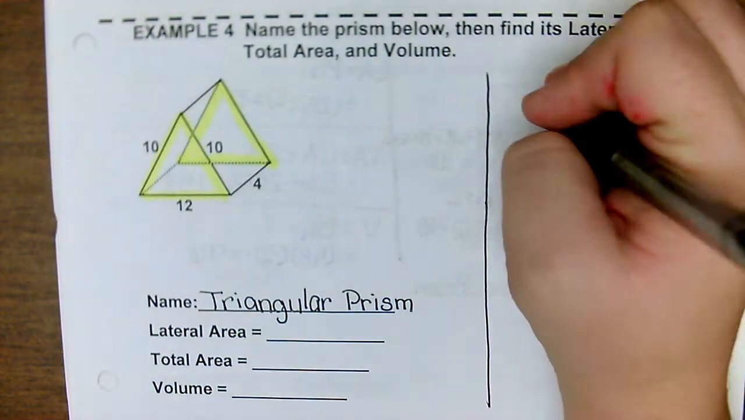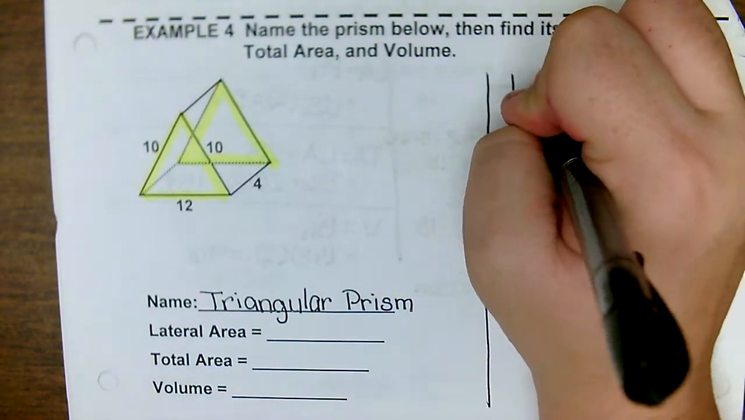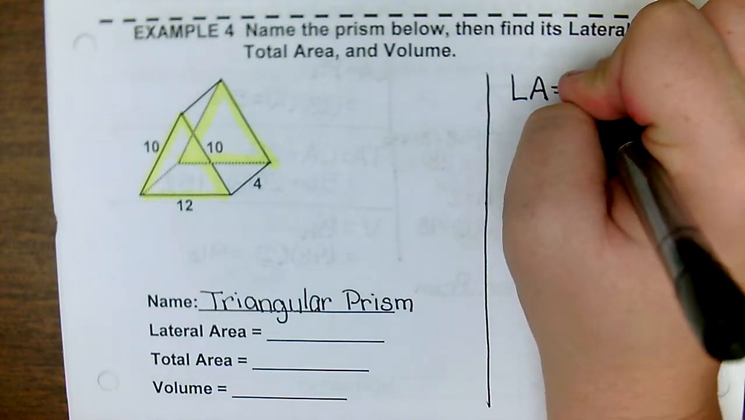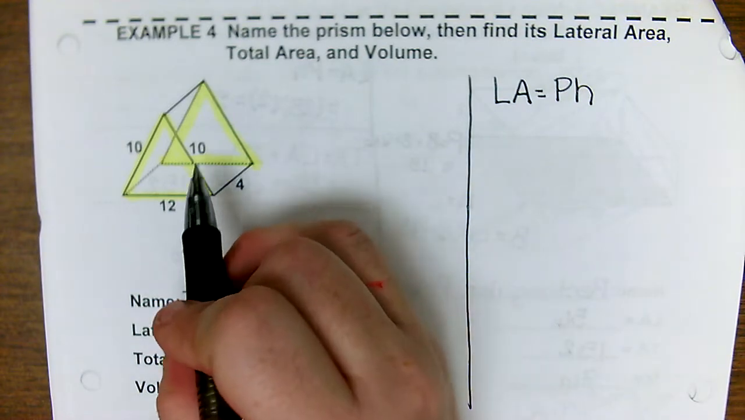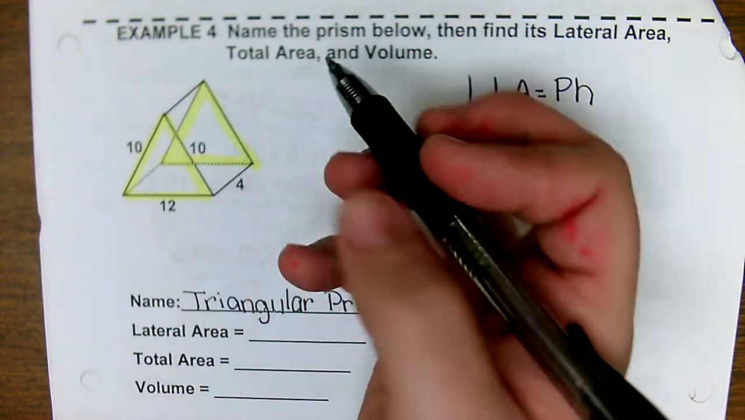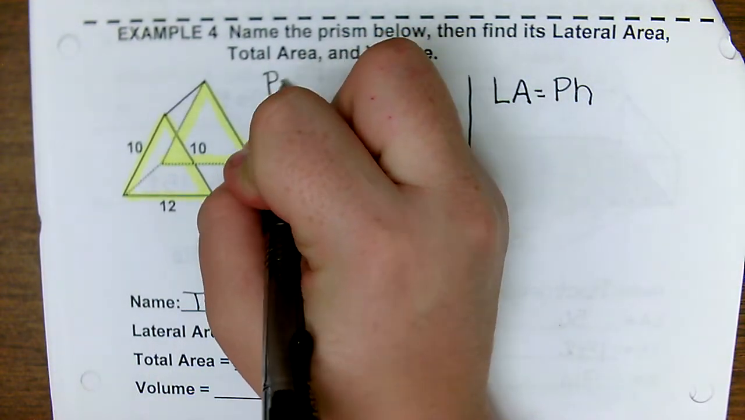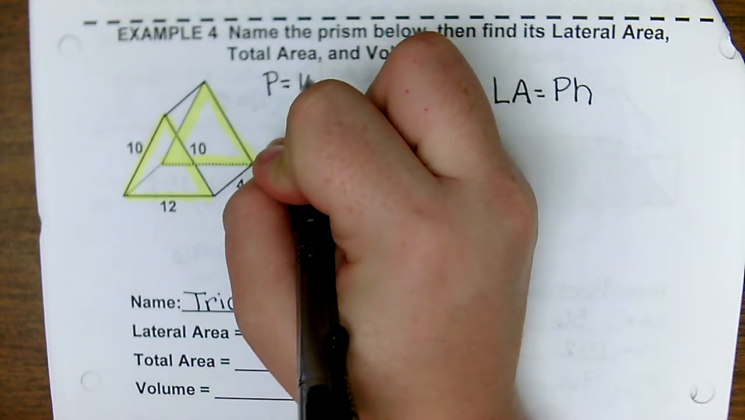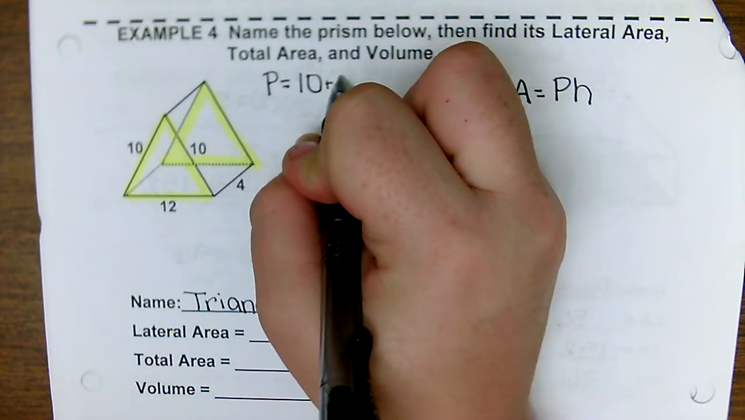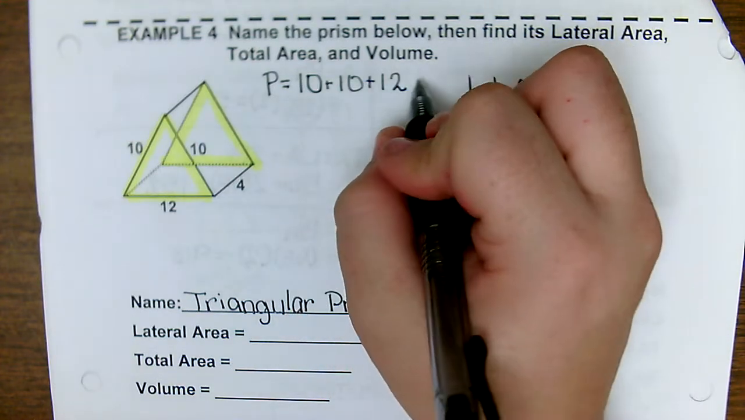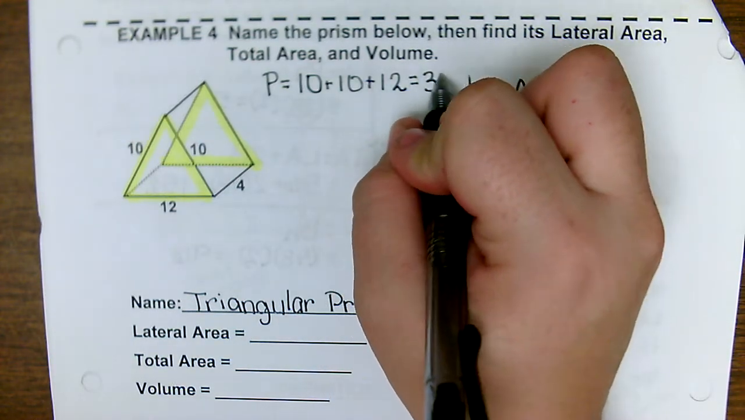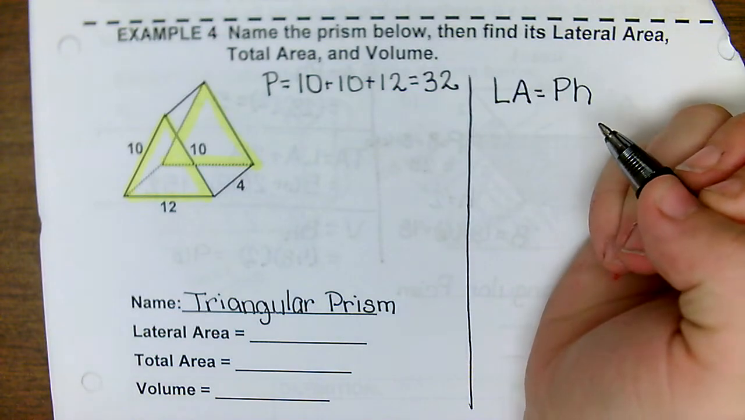So we're going to start with lateral area, perimeter times height. So we're going to come over here and we're going to find the perimeter of our base. So it's 10 plus 10 plus 12, which is 32.